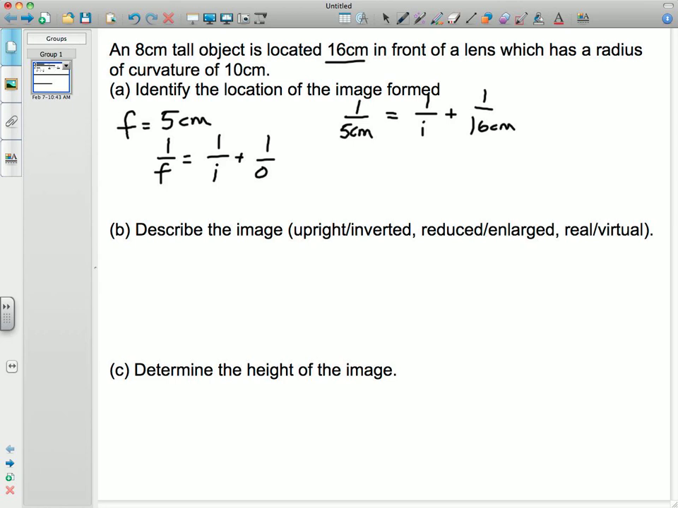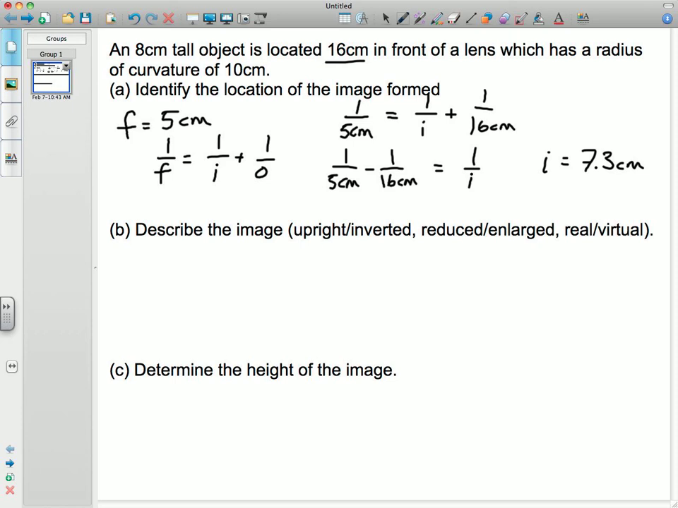Now please don't say negative 11 equals I. Oh, come on. That would be horrendous mathematics. 1 over 5 centimeters minus 1 over 16 centimeters equals 1 over I. I is equal to... Anybody got it? Just go through the math. Don't forget to invert it when you're done, because what you get is 1 over I when you do the math. 7.3 is what you should end up with.